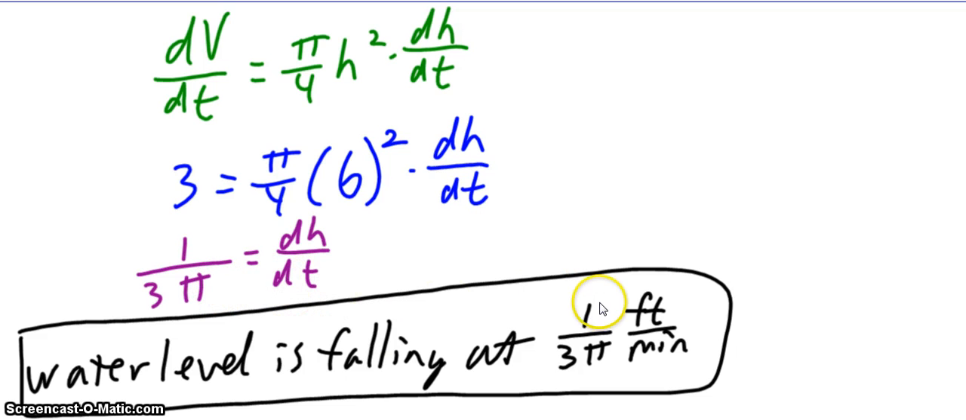Now, I will admit, 1/3 pi is not a great number for us to use. It's not very practical, I should say, but for the sake of practice, we're going to keep things in exact values for right now. Yes, the decimal equivalent would be much more practical as far as understanding how much 1/3 pi is.